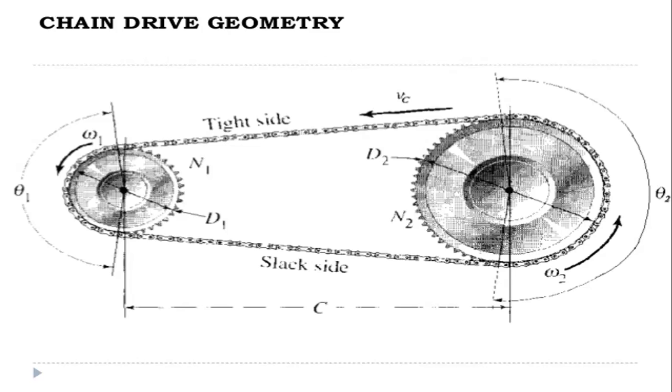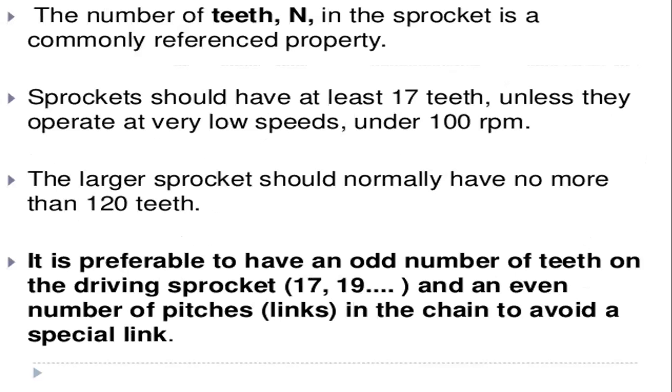Theta 1 and theta 2 are the angles of contact, and Vc is the velocity of the drive, the velocity at which the chain drive runs. N1 and N2 are the speeds at which the sprockets rotate. The number of teeth n on the sprocket is a commonly referenced property. Generally the speed and velocity ratio are set by the sprocket, and the sprocket should have at least 17 teeth.